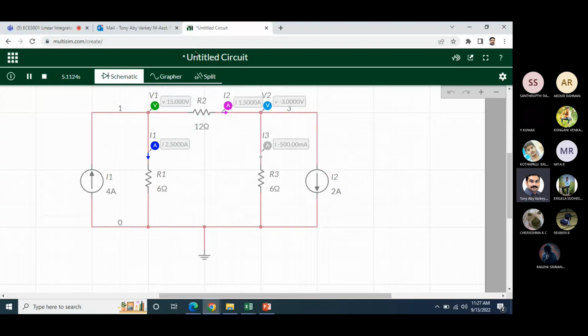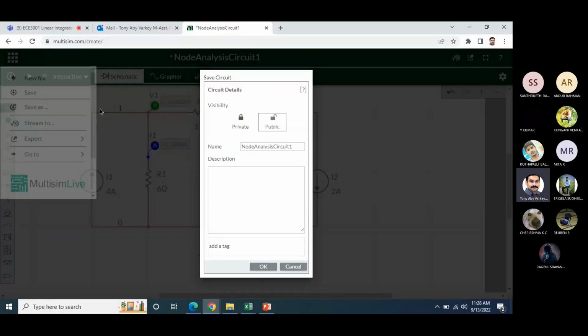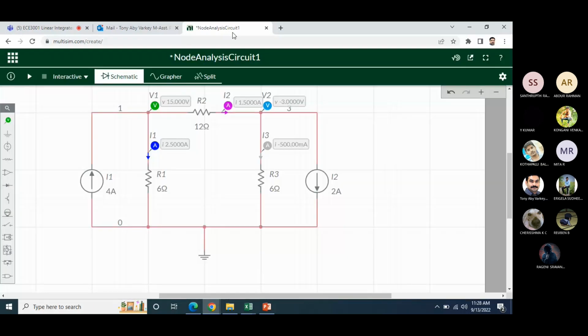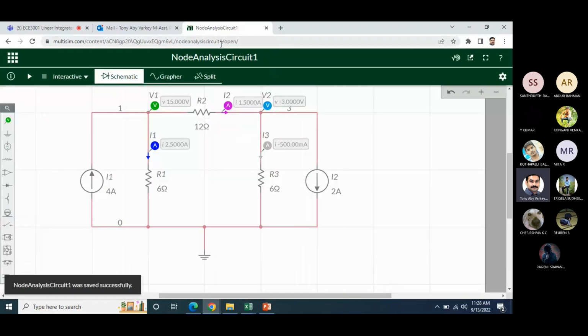Okay, I will save this and share the link with you. Node analysis circuit 1. Okay, I am saving it. I will share this link so that you can experiment with the second one. The second circuit I have given, you can connect that and check whether the answer that we got there is correct or not.